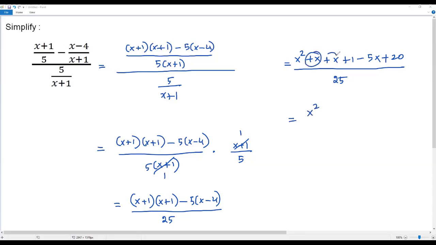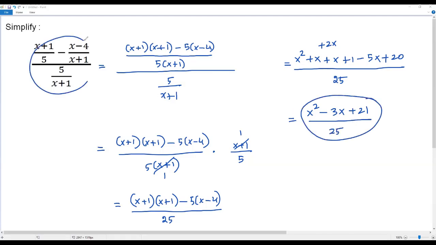Now I combine the like terms. When I combine these two positive x's, I'm getting positive 2x. When I combine positive 2x and negative 5x, I'm getting negative 3x. When I combine this positive 1 and positive 20, I'm getting positive 21. Everything has to be divided by 25. So this is the simplification of the given complex fraction.